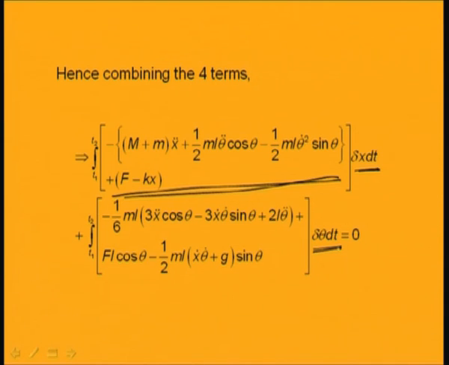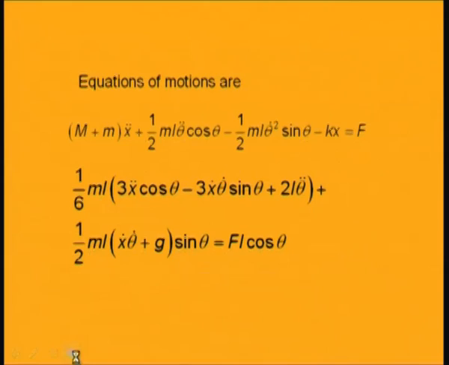Already you know that this del x and del theta are arbitrary as these are virtual displacements, so they can take any value. For this integration to be equal to 0, the coefficients of del x dt or del theta dt should be equal to 0. As the coefficients of these two are 0, you can find the equation of motion from this. So this part will be equal to 0 and this part will be equal to 0. These are the equations of motion of this system, obtained using the extended Hamilton principle.